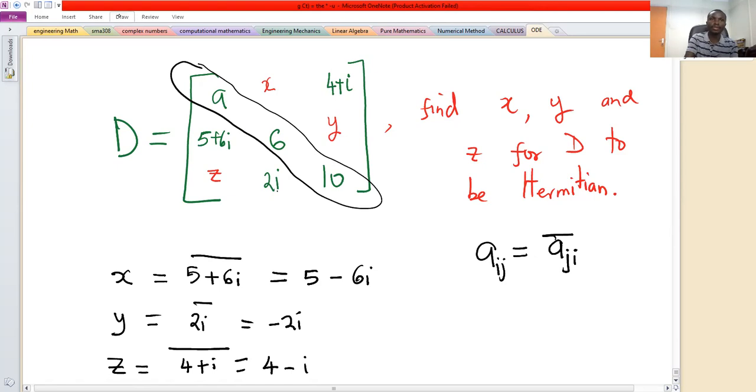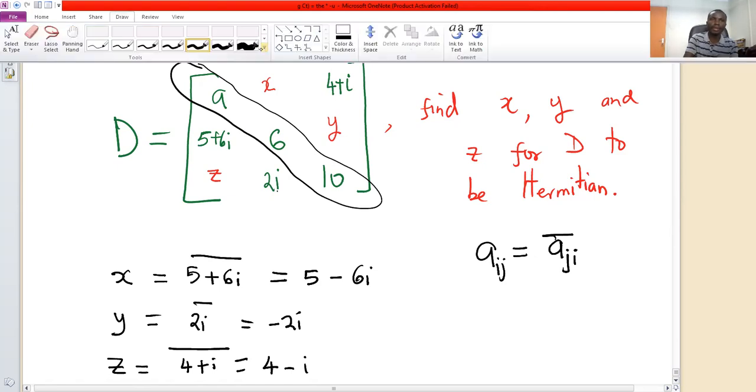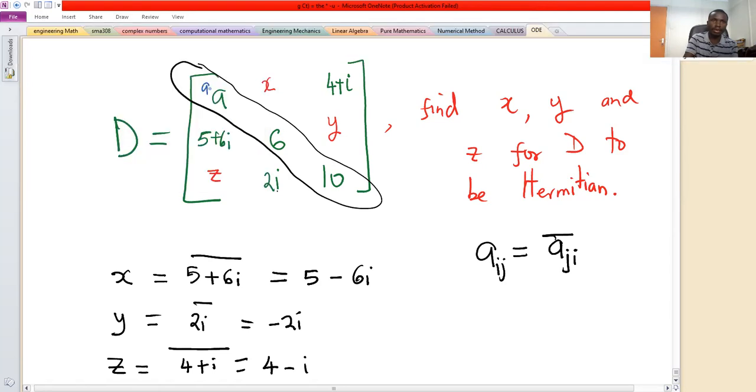Because if you write this in general form, the positions are a11, a12, a13, a21, a22, a23, a31, a32, a33. So x, which is a12, should be the same as the conjugate of a21. The conjugate of this one should give you this value. So this is how we find x, y, and z.